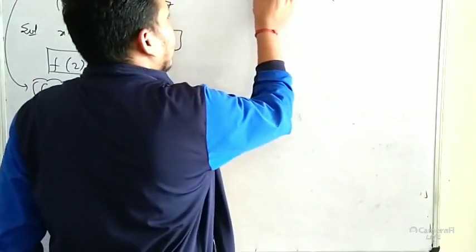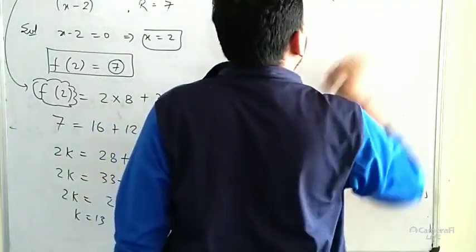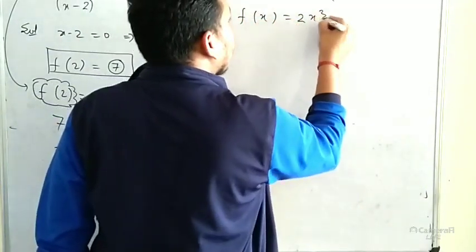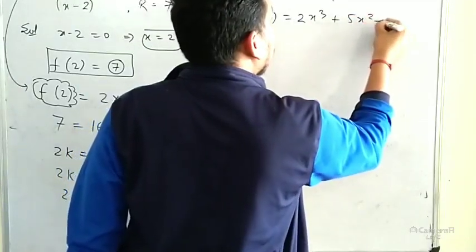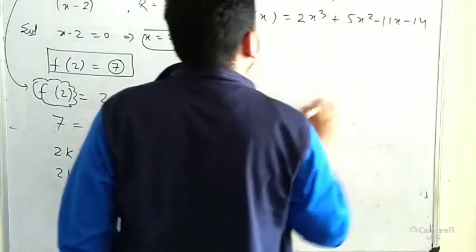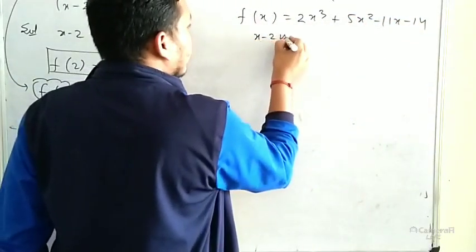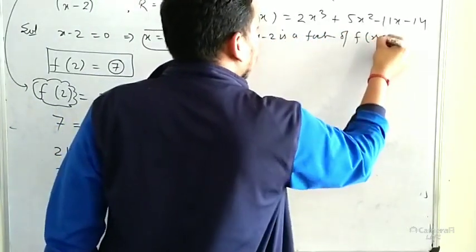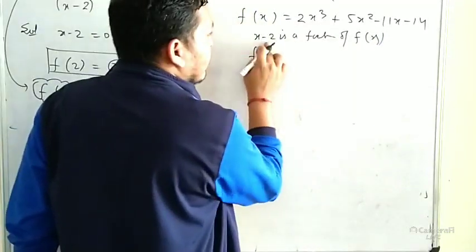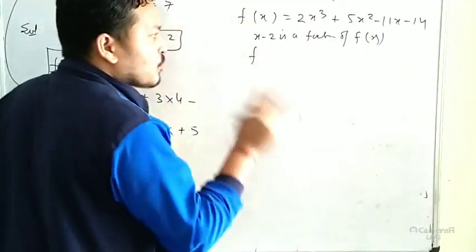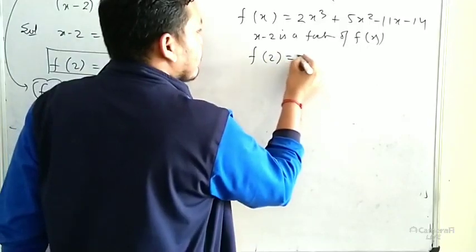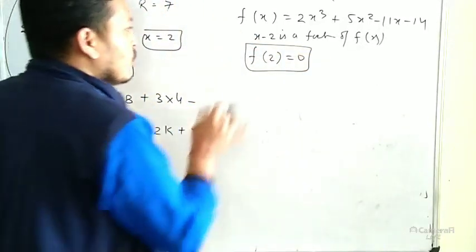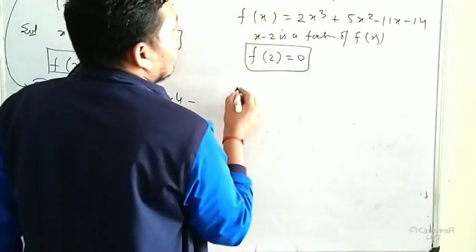The first condition is given that x minus 2 is a factor. Let's suppose f(x) is equal to 2x cube plus 5x square minus 11x minus 14, and given that x minus 2 is a factor of f(x), it means that putting x minus 2 equal to 0, x is equal to 2, the value of f(2) will be 0. It means the remainder is equal to 0 in the first case. Remainder is 0, so substitute the value x equal to 2 in the given expression.